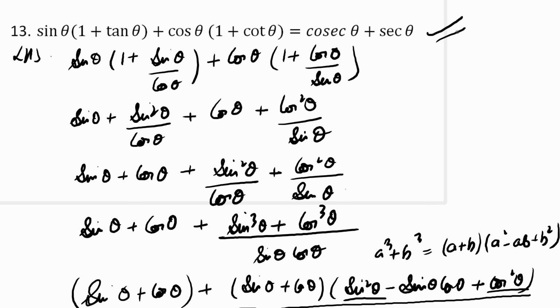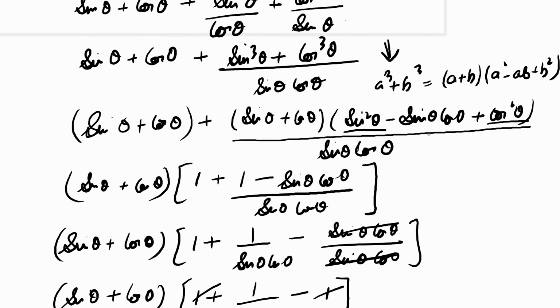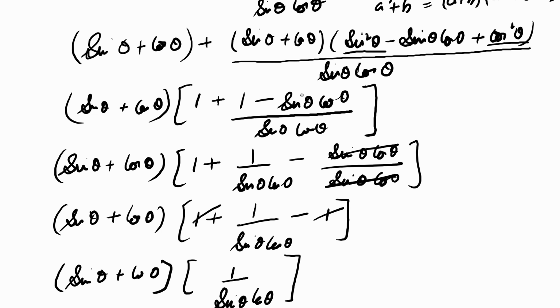This one was a little lengthier, but I hope you have understood it. We have to use the identity a cube plus b cube here, and then we have to use sin square theta plus cos square theta is equal to 1. Now we will move to the next part.